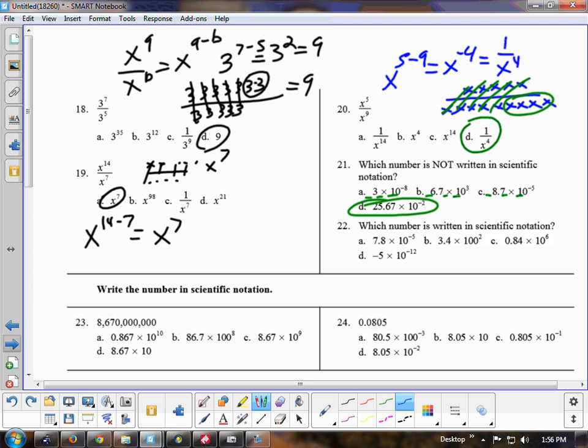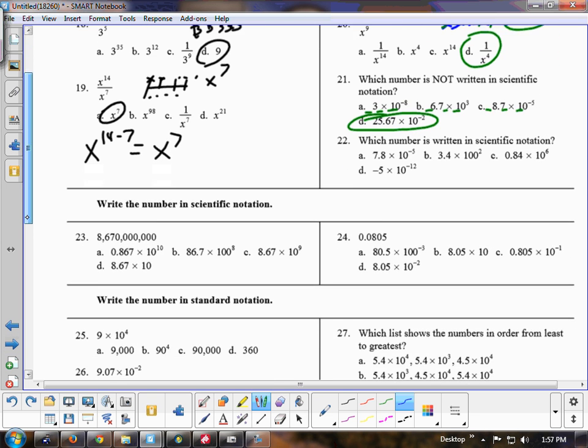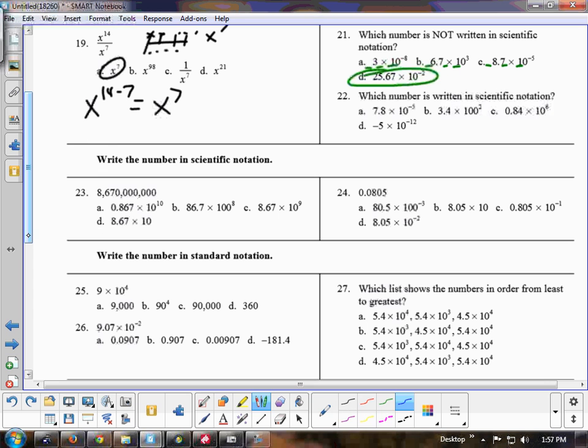We have a number, we have a 0, that's bad. Okay, and this one's okay because there's a number out front. So it has to be a number greater than 1 or less than 10. Okay. Right in scientific notation.